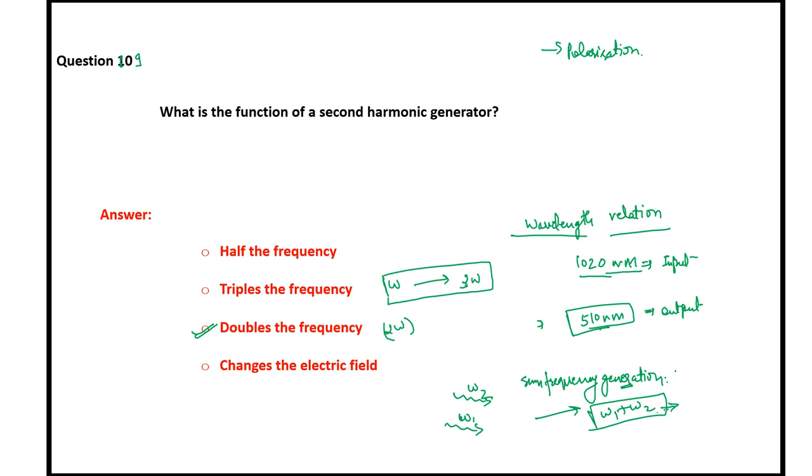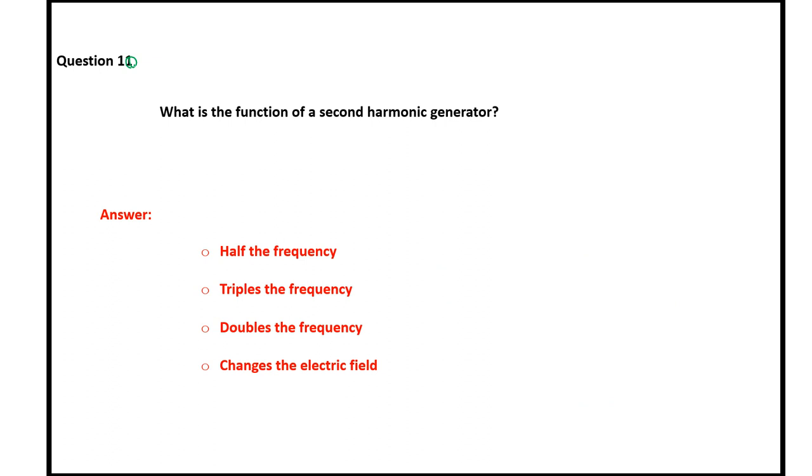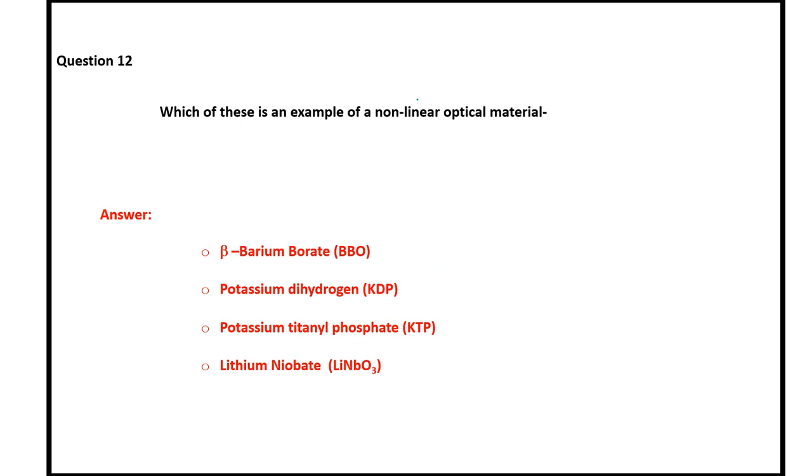Okay, so we'll go to the next question. This is question number 10. That is, this question is repeated. Yeah. This is the next question. Which of these is an example of a non-linear optical material? Beta barium borate, BBO, potassium dihydrogen phosphate, that is KDP, potassium titanyl phosphate, KTP, or lithium niobate.